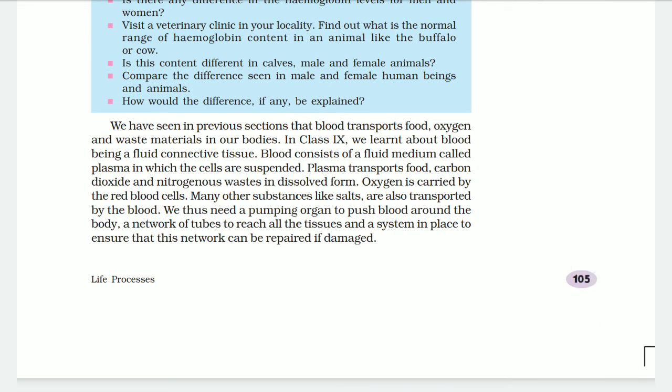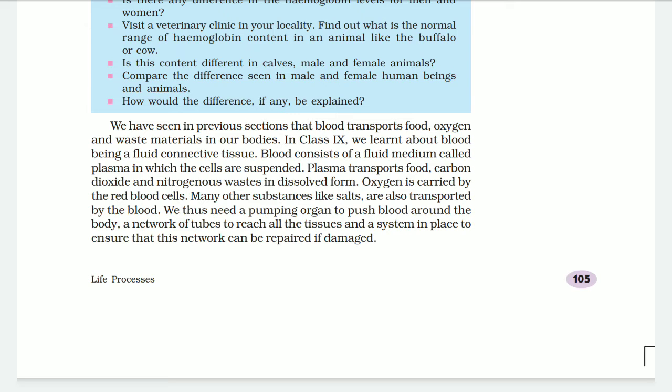We have seen in the previous section that blood transports food, oxygen, and waste material in our body. In class 9th, we learned about blood being a fluid connective tissue. Blood consists of the fluid medium called plasma, in which the cells are suspended. Plasma transports food, carbon dioxide, and nitrogenous waste in a dissolved form. Oxygen is carried by the red blood cells. Many other substances like salts are also transported by the blood.